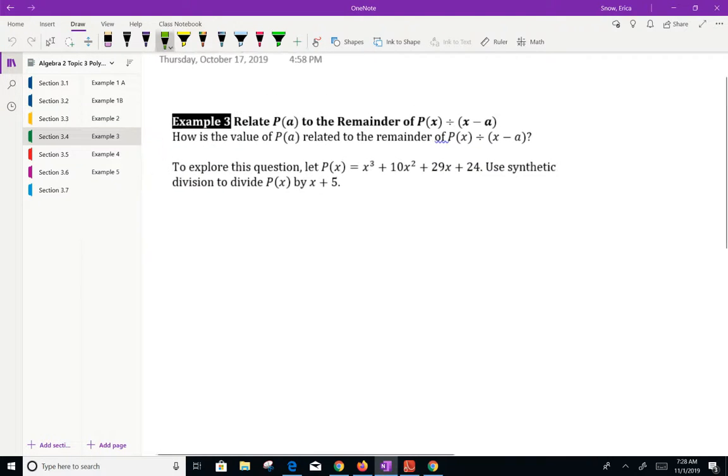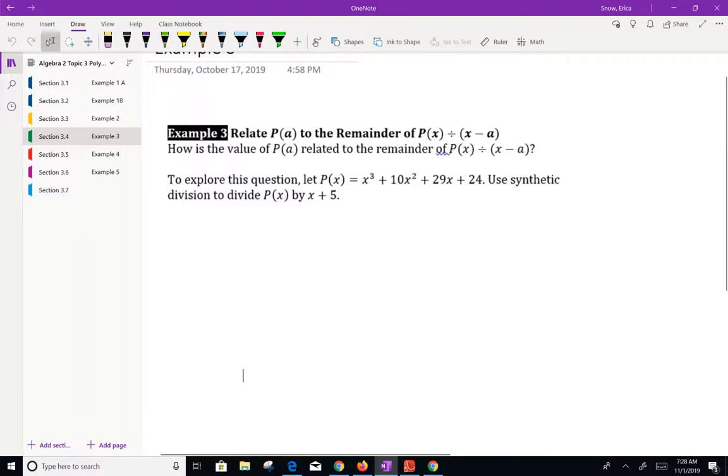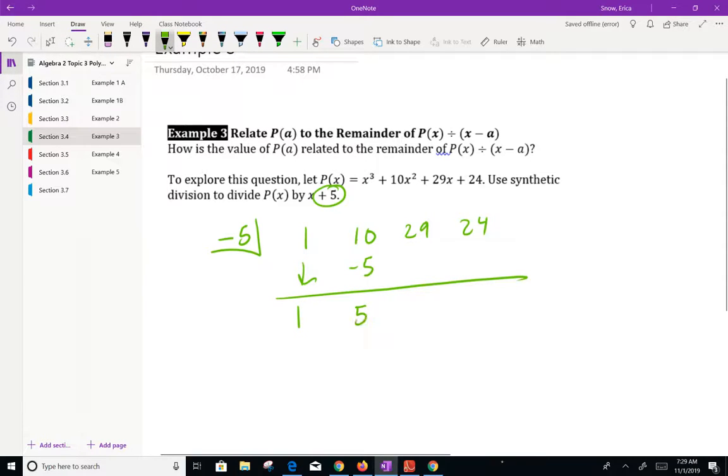Okay, so now let's talk about the remainder and what that actually tells us. So let's look at, we're going to do some synthetic division. So we're going to put -5 in our box, and then we've got 1, 10, 29, 24. 1 and -5, -25, -20, and 4 is our remainder. Okay, so we know when we divide, we've got x squared, x 4, and our remainder is 4.